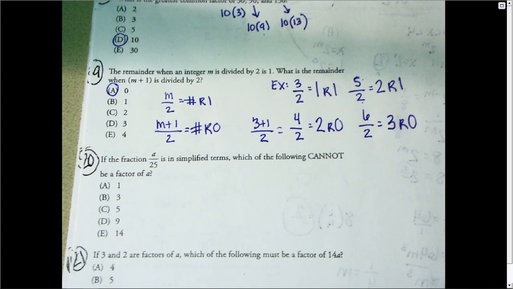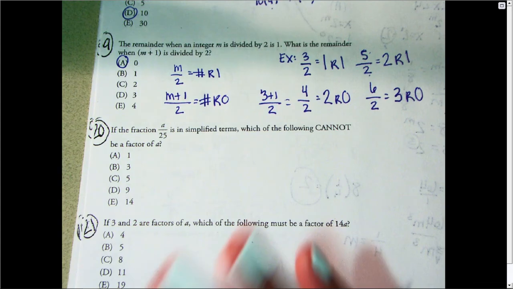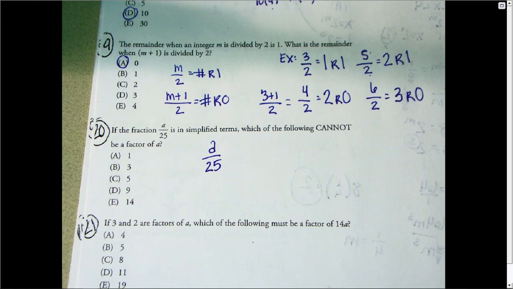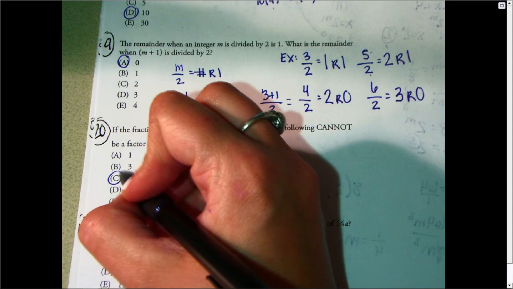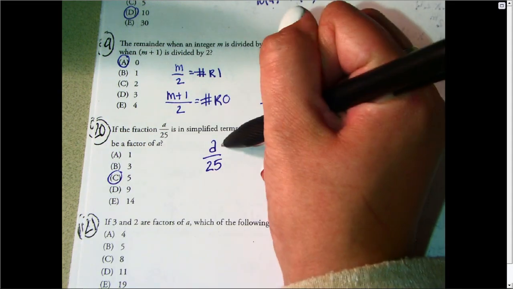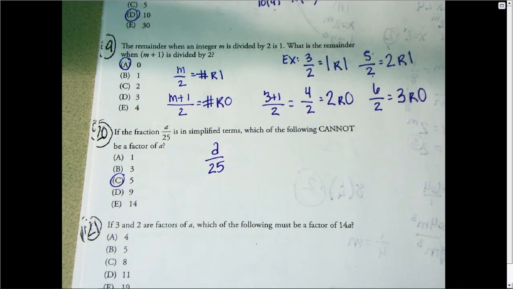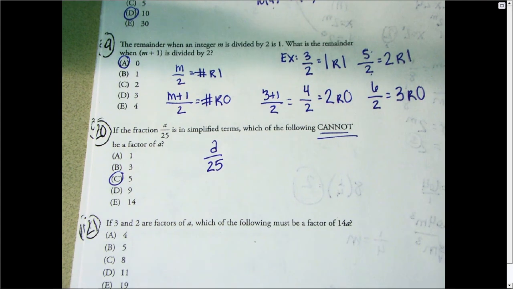Number 20, if the fraction a over 25 is in simplest terms, which cannot be a factor of a? This problem, I promise, is not as hard as it looks. So in this problem, a over 25 is as simple as it can get. The factor that cannot be with a has to be 5, because if a has a 5 in it, I could reduce it further because 5 goes into 25. So that's why the correct answer is A. 5 is divisible by 25, so it cannot be a factor of a, or I could simplify it more.